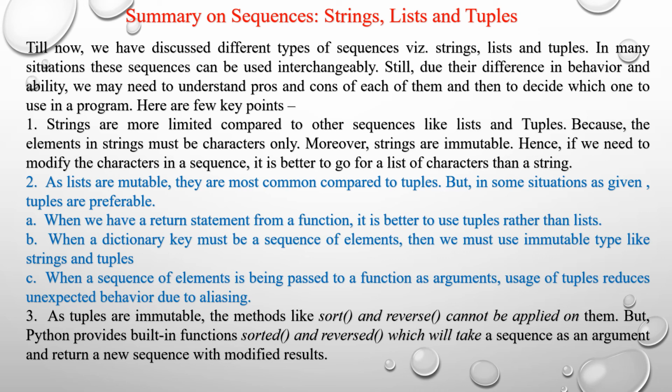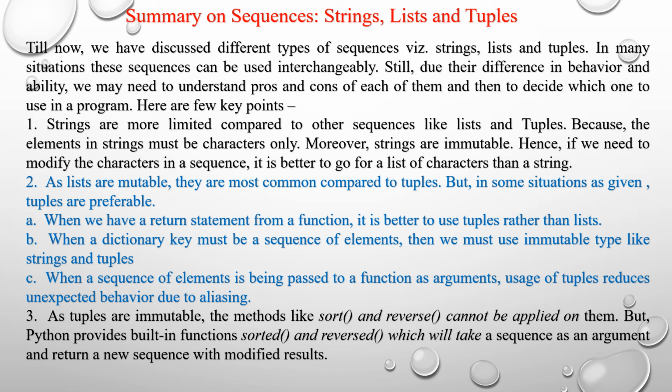Now we will look into the summary of the sequences. Sequences are strings, lists and tuples. Till now we have discussed different types of sequences: strings, lists and tuples. In many situations these sequences can be used interchangeably. Still, due to their differences in behavior and ability, we need to understand the pros and cons of each of them, and then decide which one to use in the program. So here are a few key points.